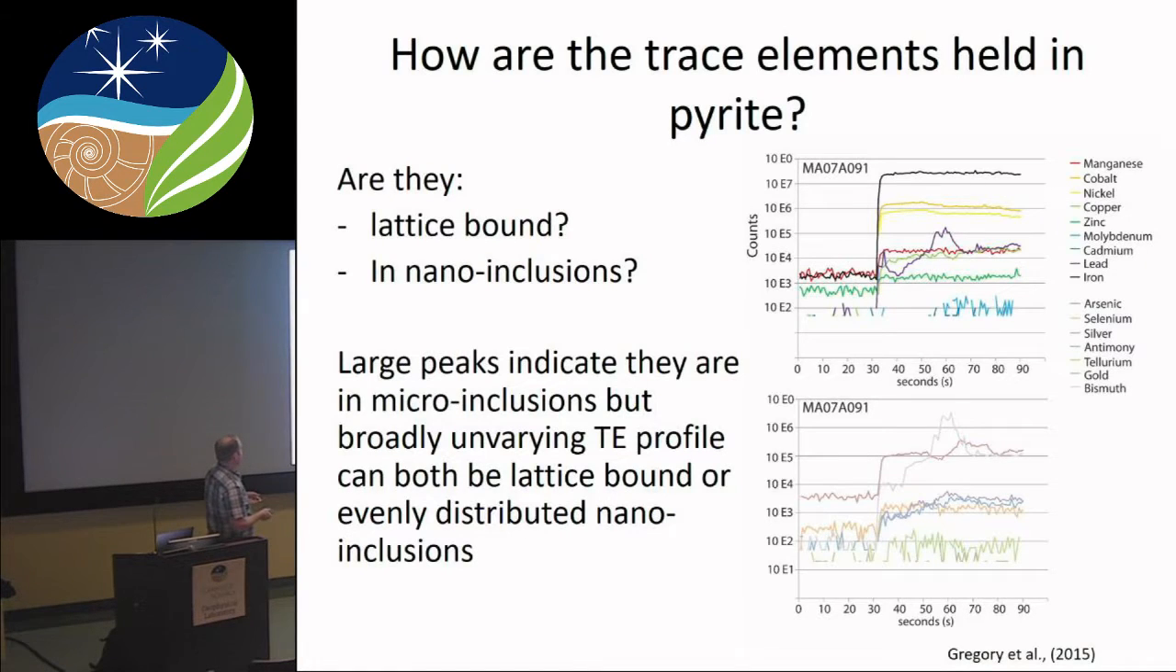So that raises the question, are the trace elements held within the structure of the pyrite, or are they in nano-inclusions? And the reason this is important is because there have been a number of different arguments in the literature that invoke some trace elements substituting in the lattice to enhance the uptake of other trace elements. Arsenic is the one that's been studied most.